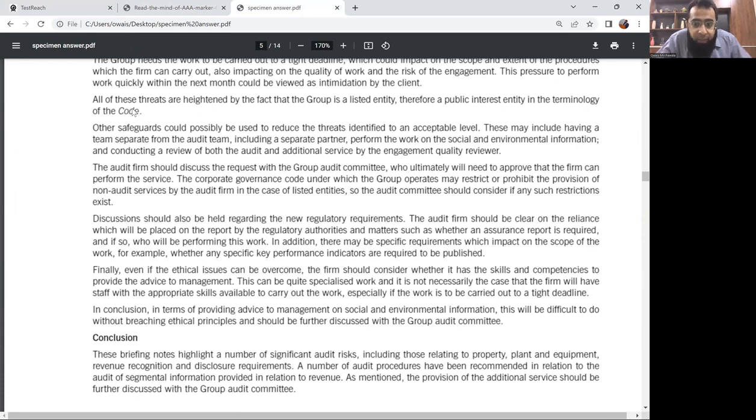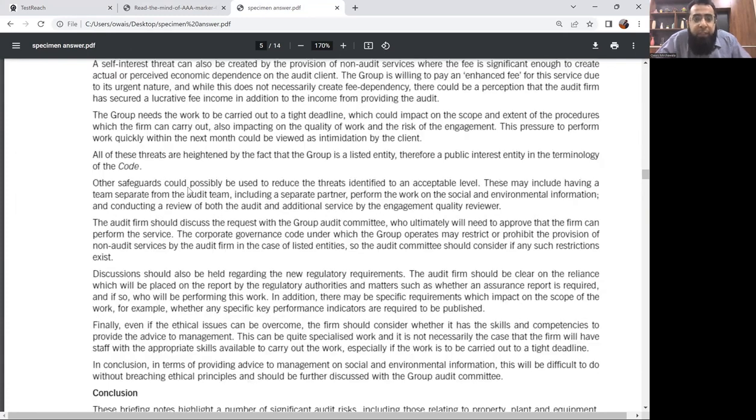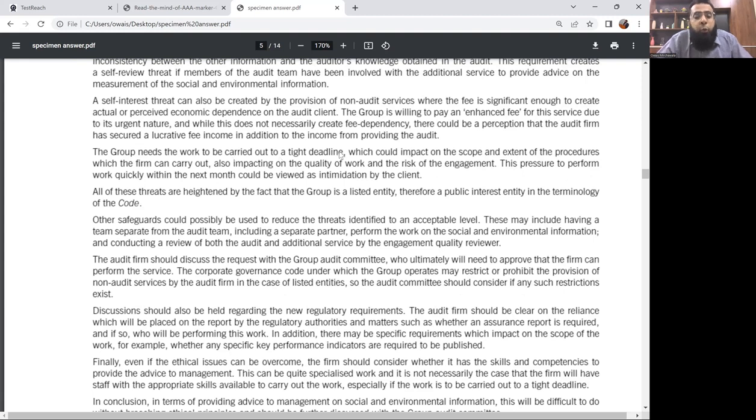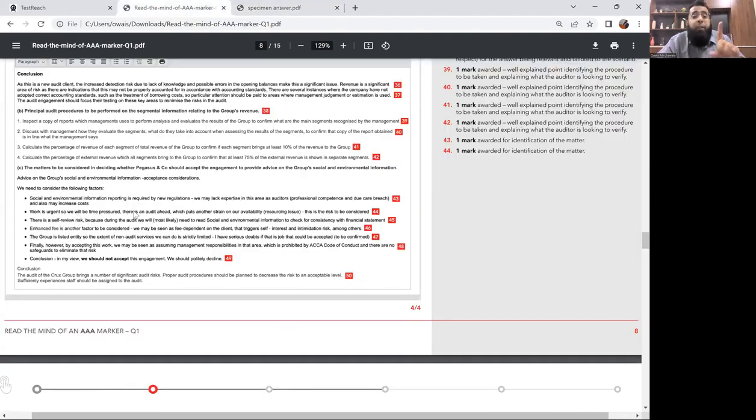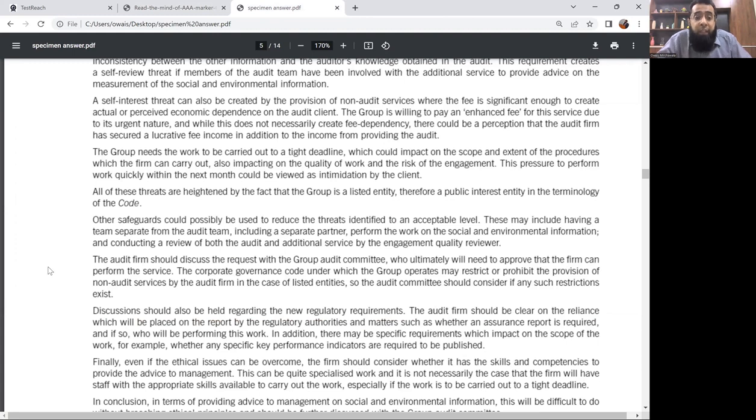Now, if I look at the point of the examiner on deadline: yes, the group needs the work to be carried out to a tight deadline, which could impact the scope and extent of the procedures which the firm can carry out, also impacting the quality of the work and risk of the engagement. The pressure to perform work quickly could be viewed as intimidation. He wrote 3 lines like us. But look at the candidate 1 answer. He got complete 1 mark. See, it's 1 mark for each point. You cannot get more marks if you write extra. If you look at the marking scheme.